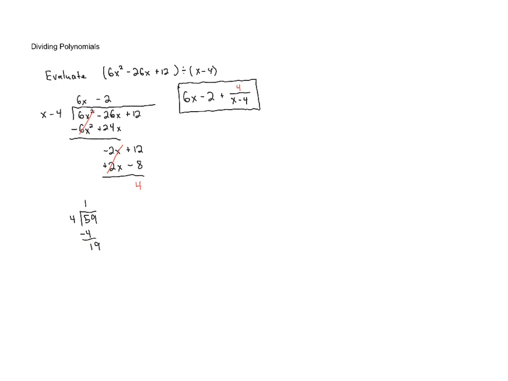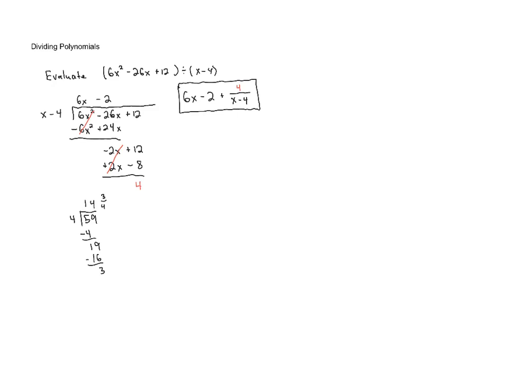4 goes into 19 4 times. 4 times 4 is 16. When we subtract, we end up with a remainder of 3. And since 4 can't go into 3 because 3 is too small, 3 is the remainder, and this ends up being 3/4. So 14 and 3/4. It's very similar to what we do with numbers. It's just that polynomials are more complicated than numbers, so of course there's going to be more going on.